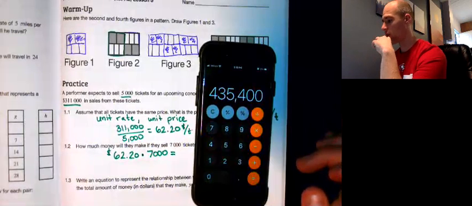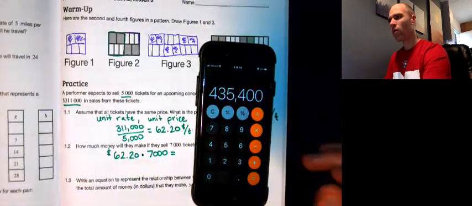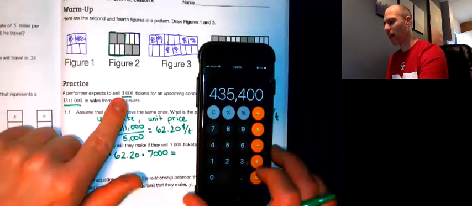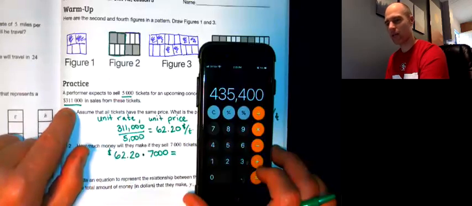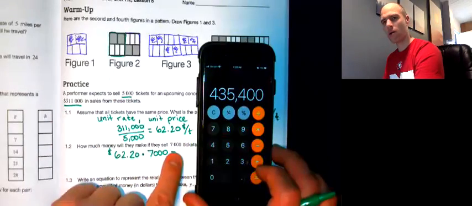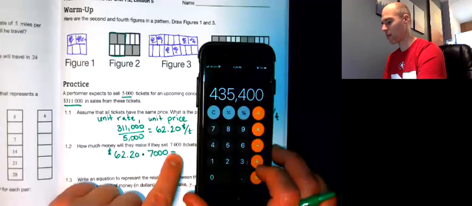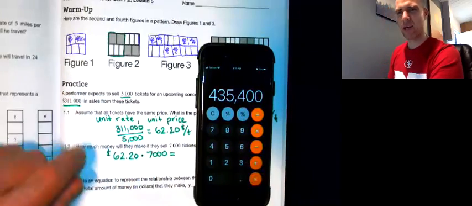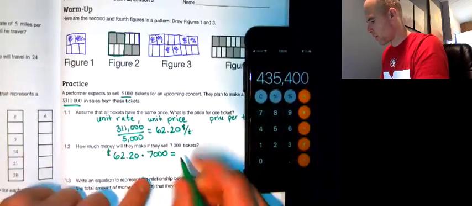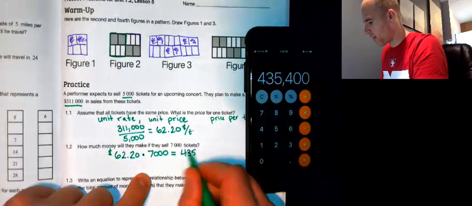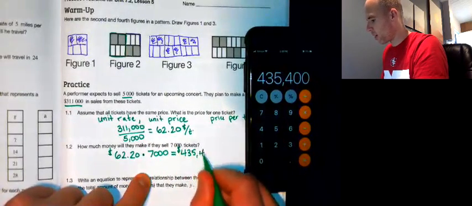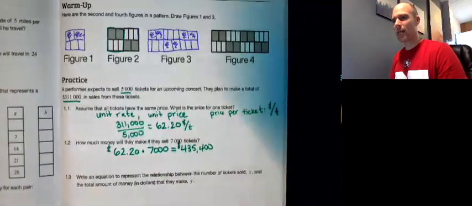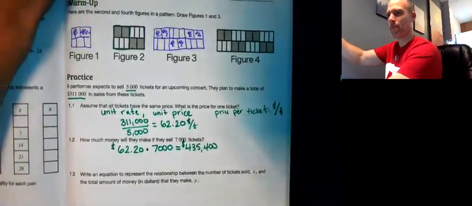7,000 tickets equals $435,400, which makes sense to me because in the original problem, they said they were going to sell 5,000 and they were going to make $311,000. Now we're selling significantly more, 7,000, and so the amount of money is significantly more. It's more than 311,000. So I feel like our answer makes sense. $435,400.